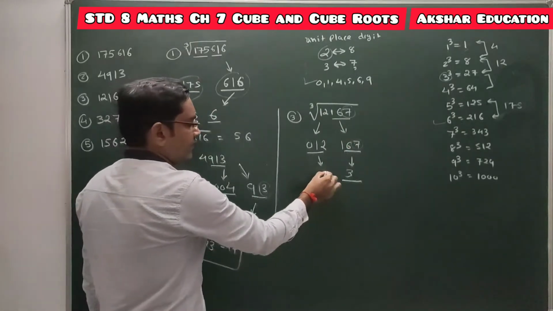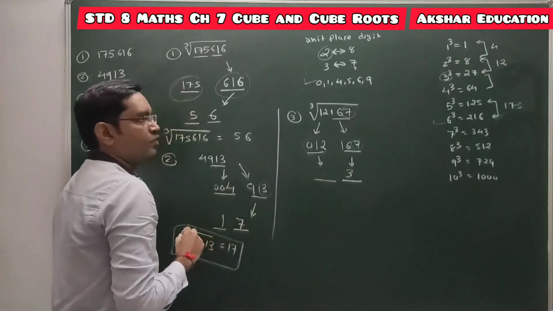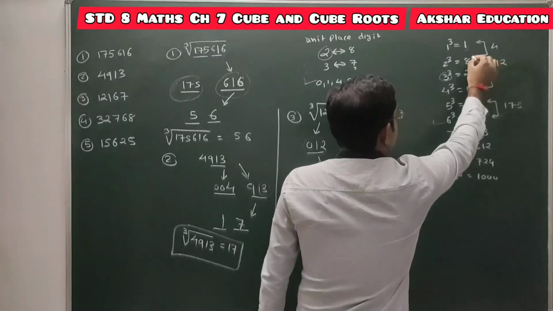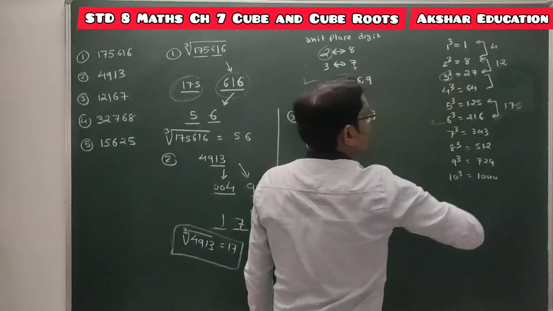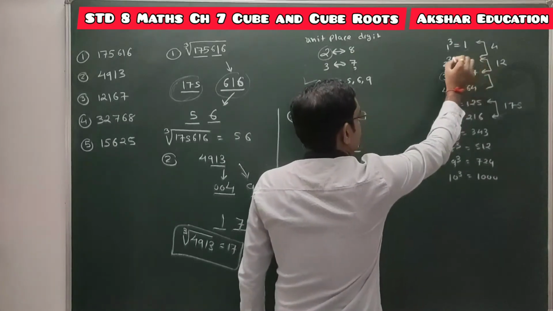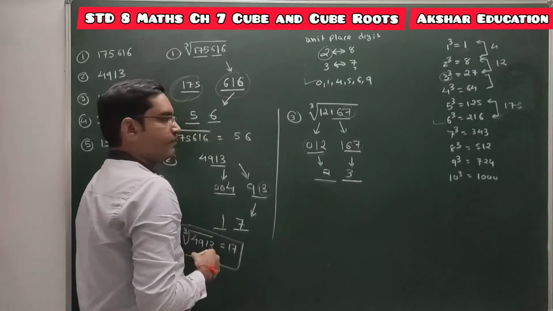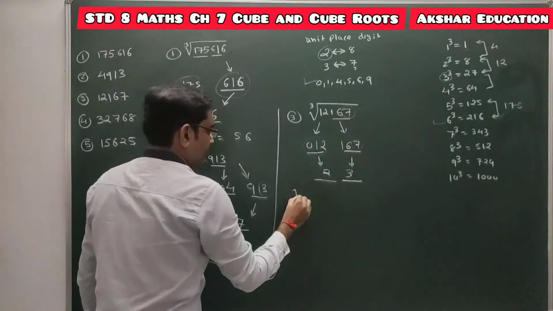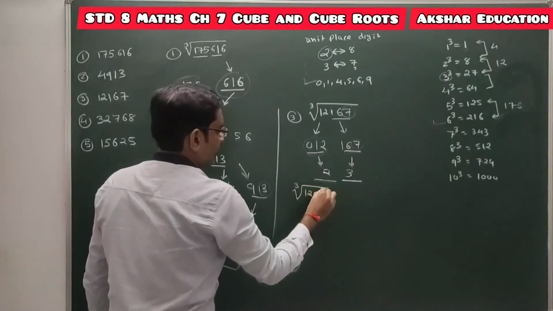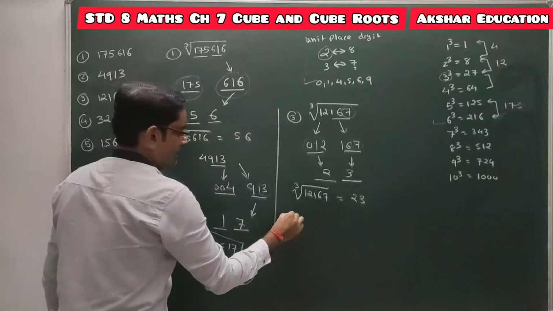Now for the tens place digit we have to take the value of this number, which is 012, that is 12. So our 12 lies between two perfect cube numbers, 8 and 27. In these, 8 is the lowest number, which is the cube of 2. So here we get 2 as the tens place digit. So our answer is the cube root of 12167 is 23. Clear, students?